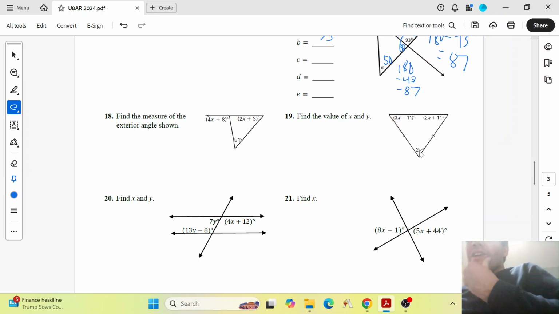So we have y down here. We have x up here. It does say that these 2 sides are congruent. And so what that means is that if the sides are congruent, then the angles that are opposite them are congruent, right? And so we can just set those equal to each other and solve for x. And then once you solve for x, then you can solve for y. That was supposed to be an x. Okay, so 3x minus 11 equals 2x plus 11. And then we just solve for x.